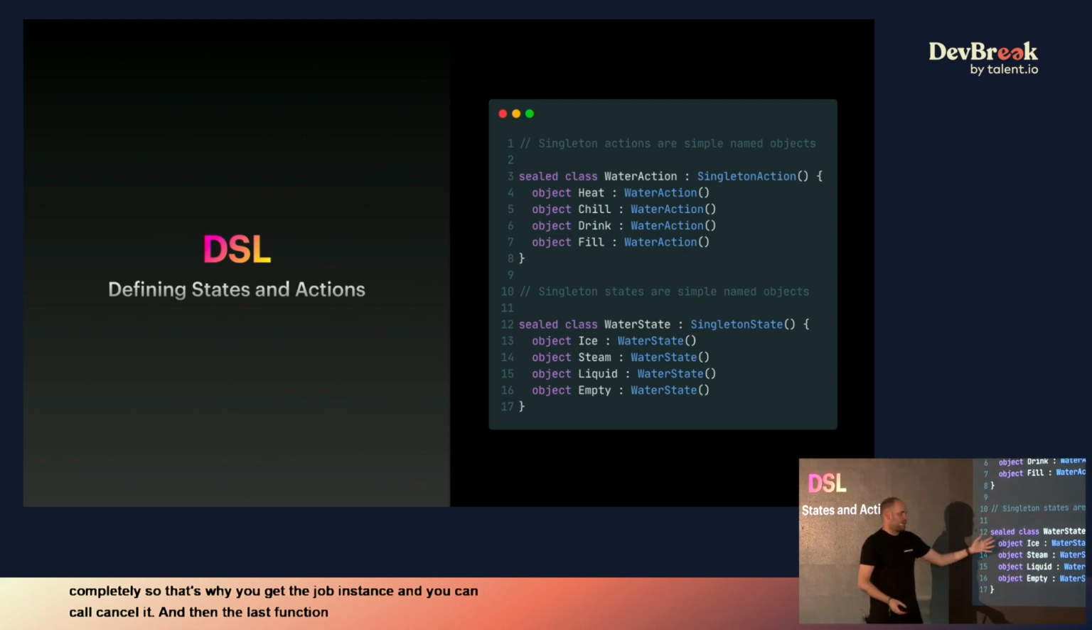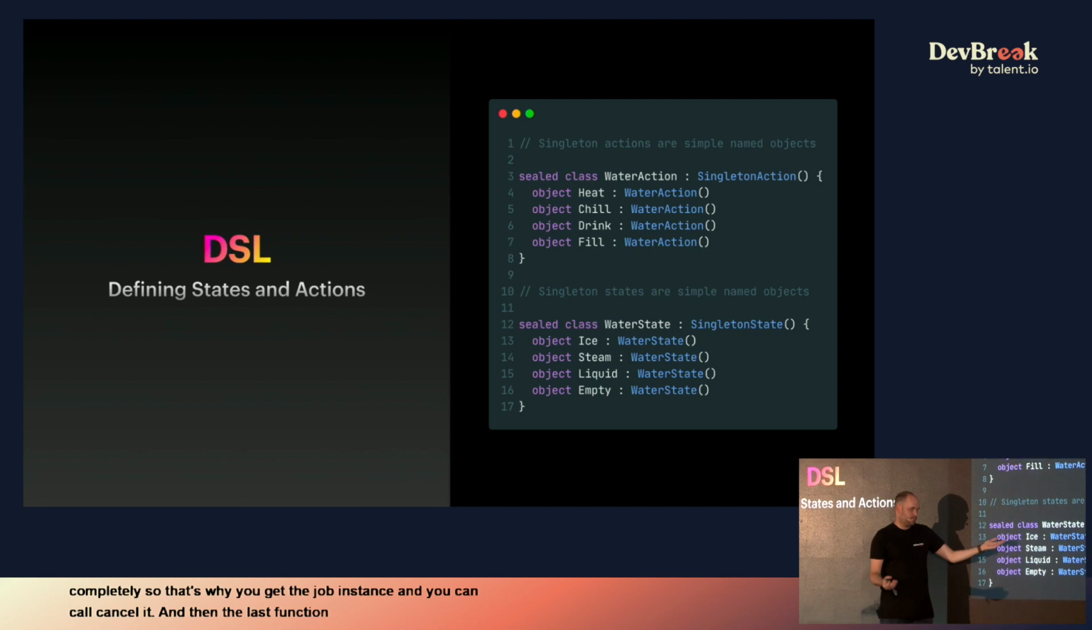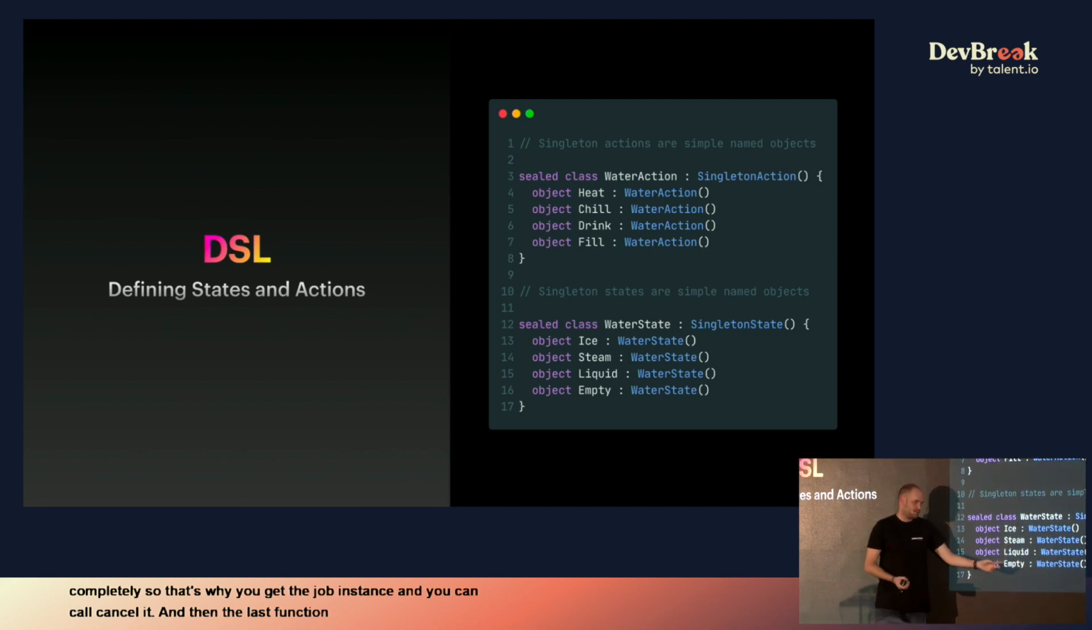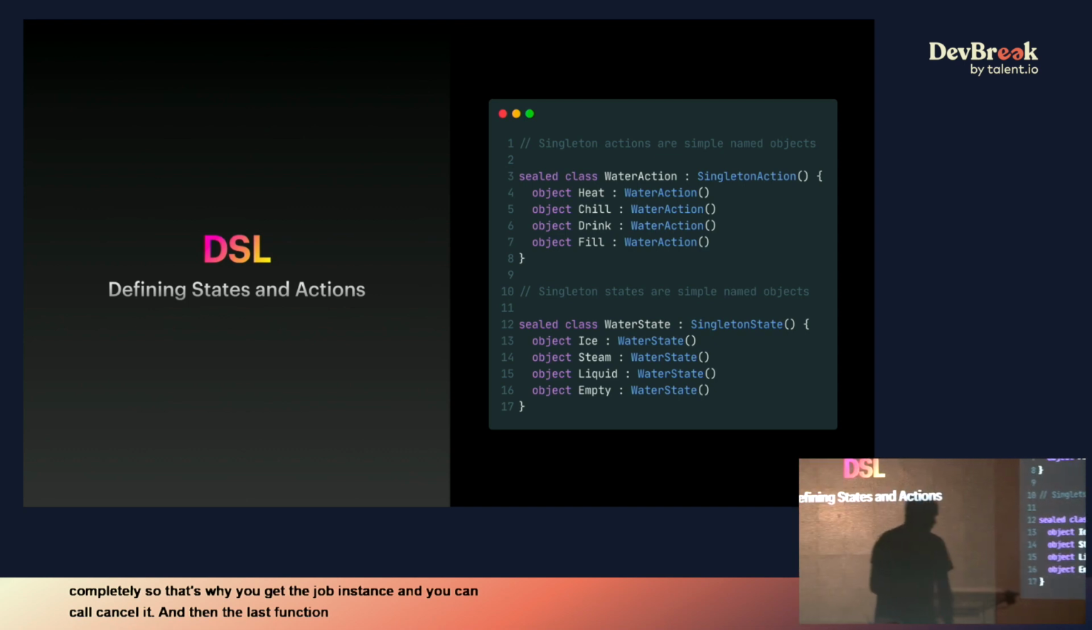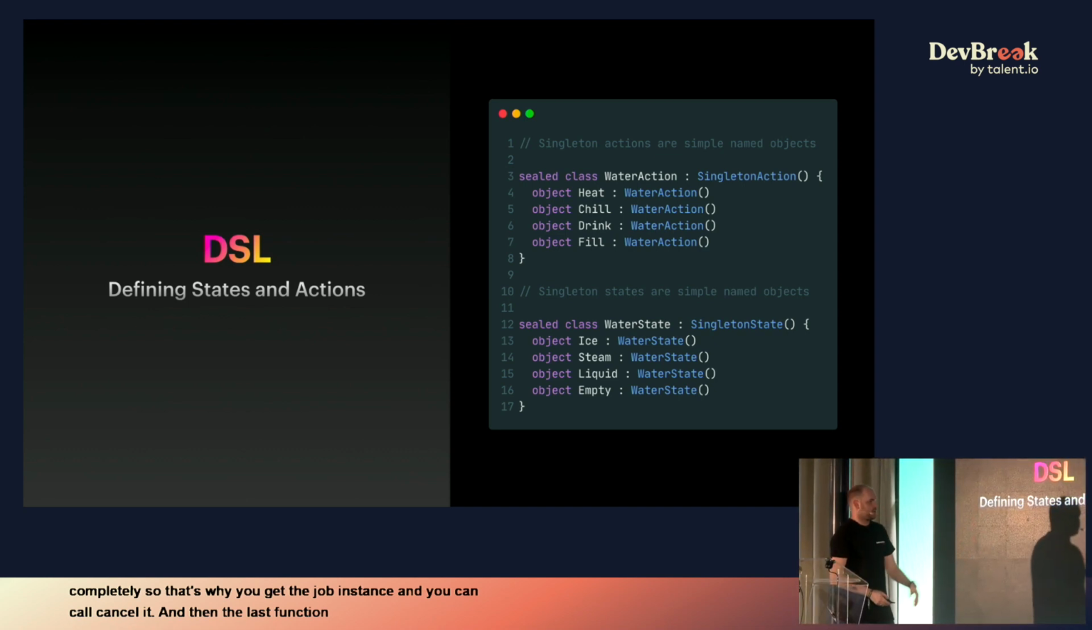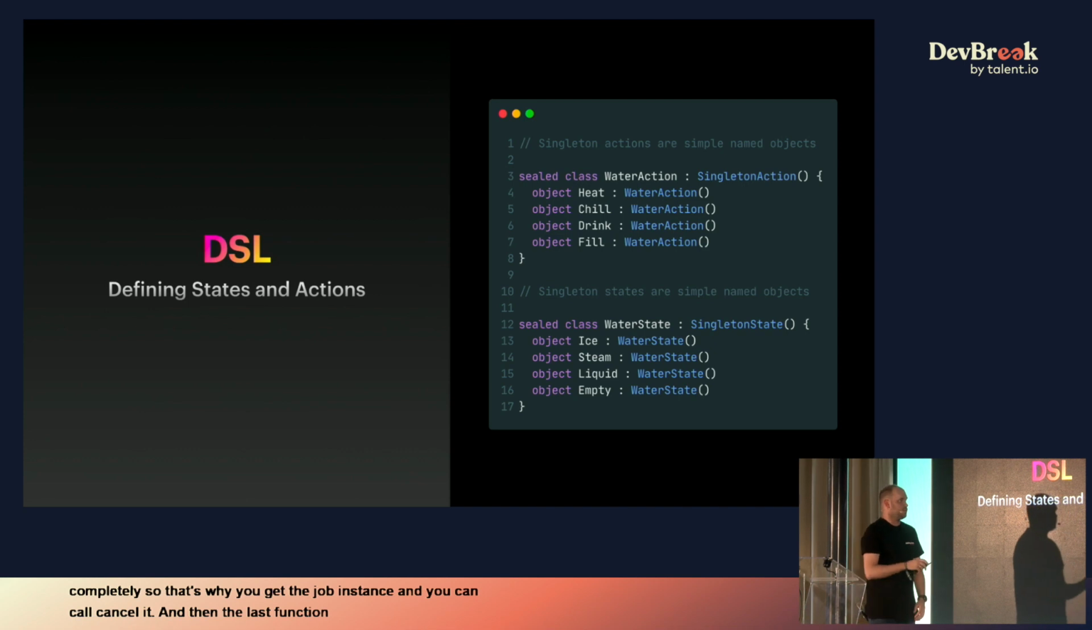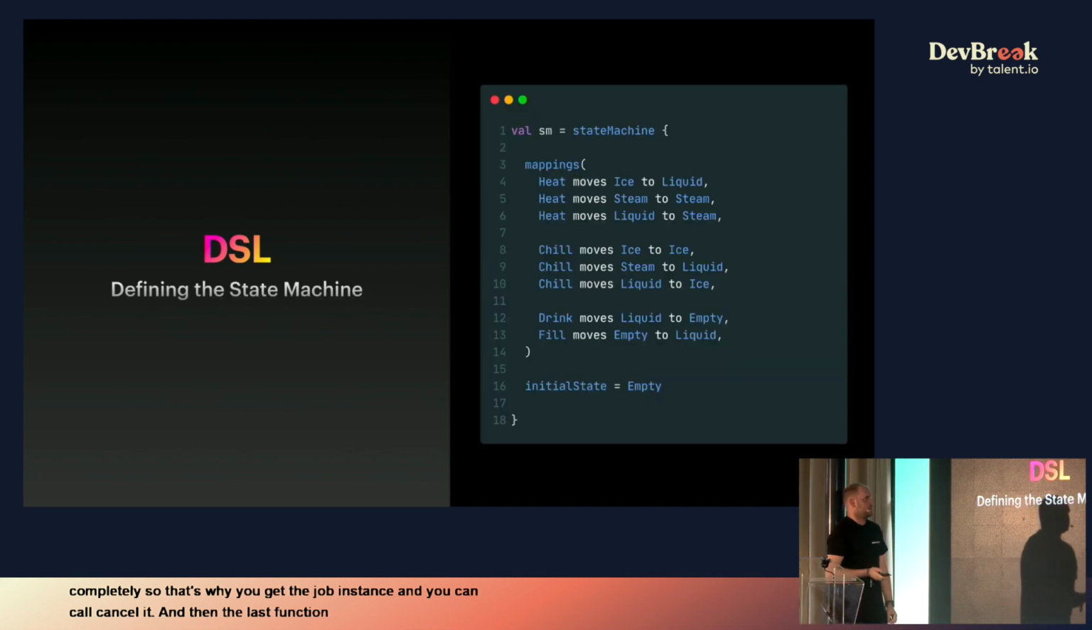And similarly to that, I have 4 states of water in a glass. It's ice, steam, liquid, and empty glass. And since all of these are objects, I can just use them using that name. No constructor needed. Nothing is needed, really.